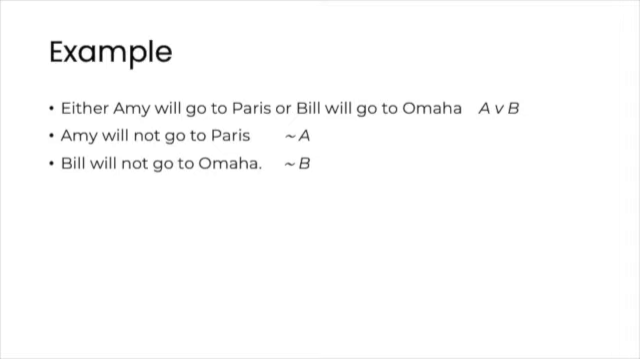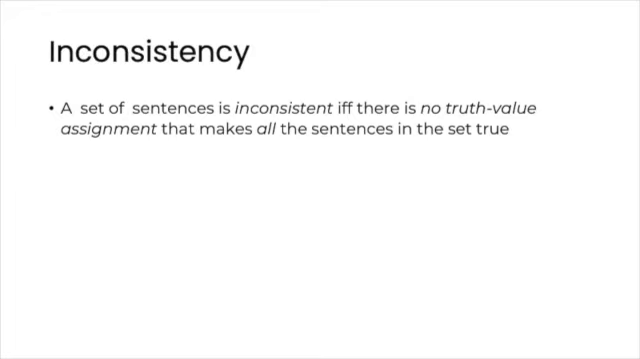This can also be expressed in terms of truth tables. Suppose that we make a single truth table for all the sentences in the set, where each of the members gets a separate column. Then a set of sentences is inconsistent if and only if there is no row in which all the sentences in the set are true. Remember that each row corresponds to one assignment of truth values. So we can think of this definition as saying that a set of sentences is inconsistent if and only if there is no truth value assignment that makes all the sentences in the set true.